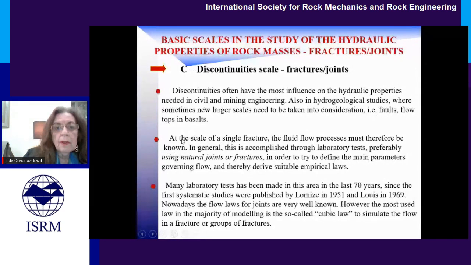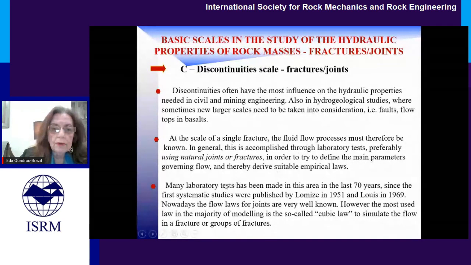At the scale of a single fracture, the fluid flow process must therefore be known. In general, this is accomplished through laboratory tests, preferably using natural joints or fractures in order to try to define the main parameters governing flow and thereby derive suitable empirical laws. Many laboratory tests have been made in this area in the last 70 years since the first systematic studies were published by Lomize in 1951 and Louis in 1969. Nowadays, the flow laws for joints are very well known.